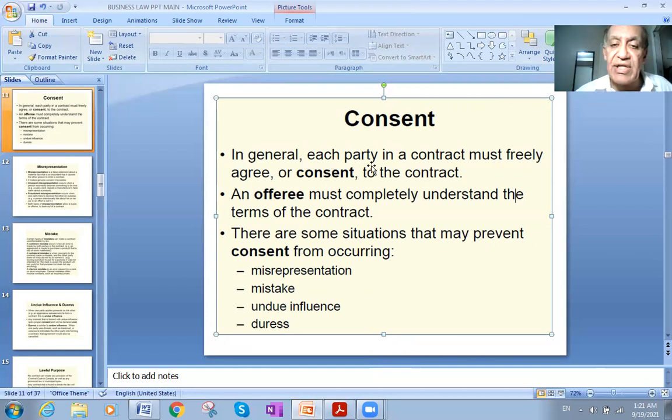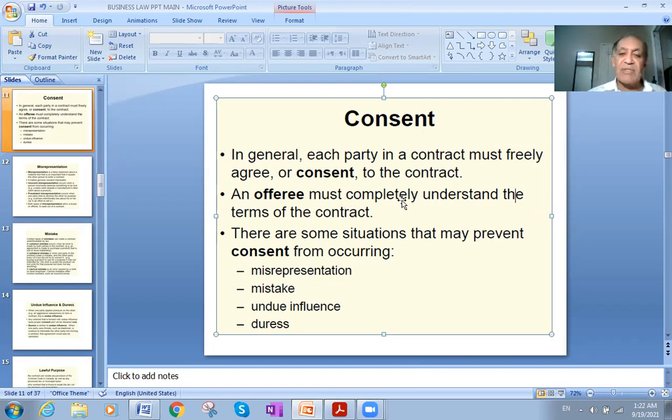Consent: in general, each party to a contract must freely agree. Look at the word, freely, F-R-E-E-L-Y, freely agree or consent. There is no pressure for you to sign something. No tort, no kind of pain, no kind of stress or causing pain to force you to sign. Nothing. You did this with full desire, 100%, to consent to the contract.